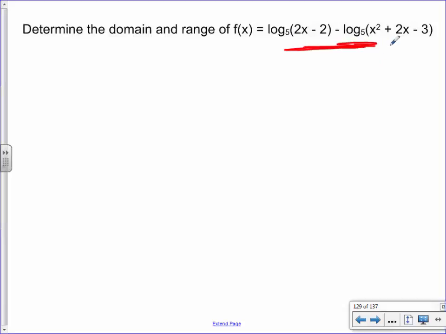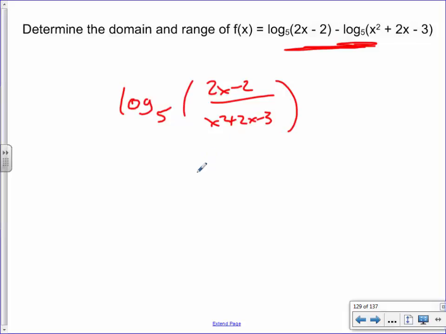You have two logarithms that are being subtracted. What does that mean? Okay, so it's log with a base 5 of 2x minus 2 over top of x squared plus 2x minus 3. Hidden inside a logarithm is a rational. We're actually combining outcomes. This is where you have to know what a logarithm graph looks like, but you also need to know what rational graphs do.